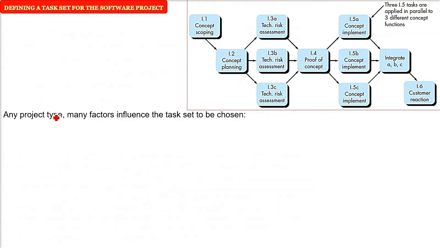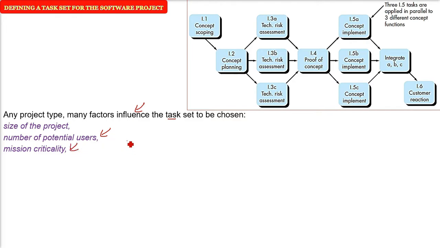So any project type you choose, there are many factors that affect, that guide or influence the task set to be chosen. Ultimately the project scheduling is all about choosing the right task and then doing the timeline activities, that is tracking, control and progress. So first thing is the size of the project. Small, complex, moderate. Number of potential users of this software or the project. What is the mission criticality? Is it a technology development or it has to be completed on time?